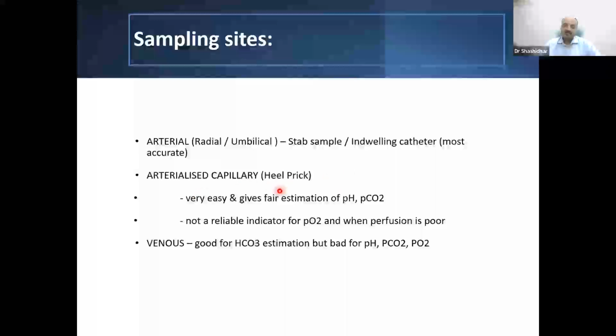Arterialized capillary is a good way, when we heat the heel and take a sample, usually with a lancet. It does not cause so much pain and doesn't cause so many problems. But it's not a very good indicator of PO2, especially when peripheral perfusion is poor. That's the only drawback of an arterialized capillary sample.